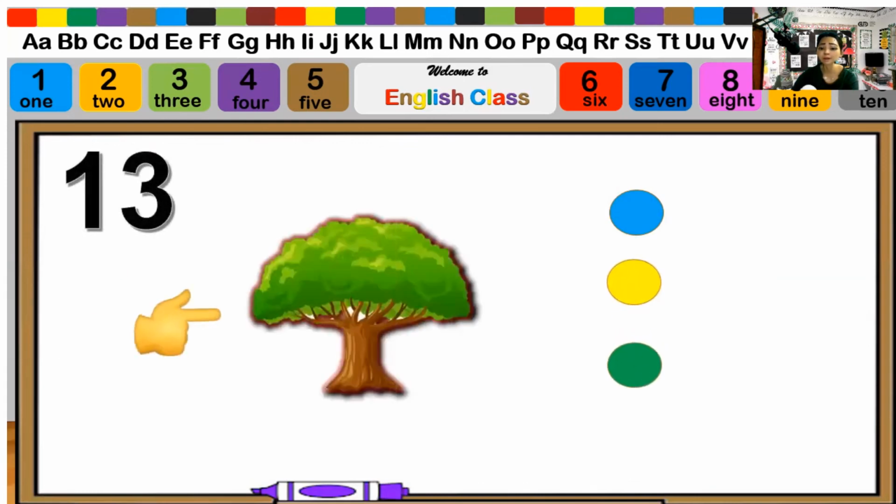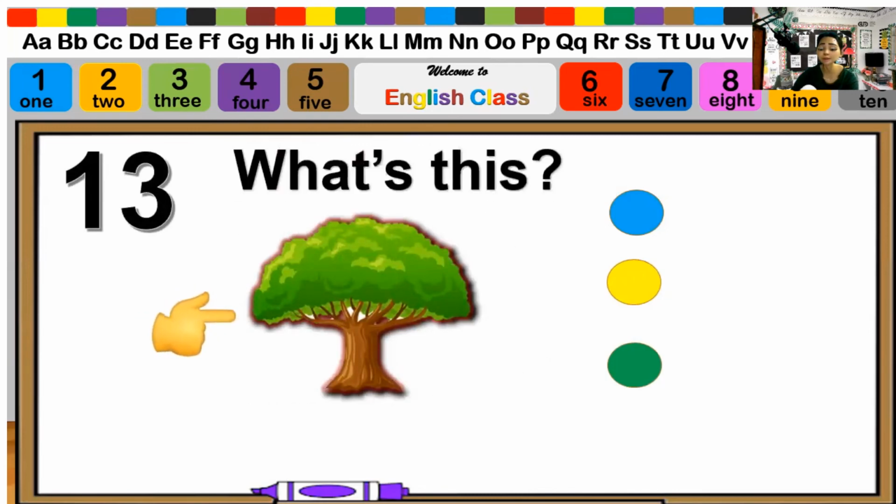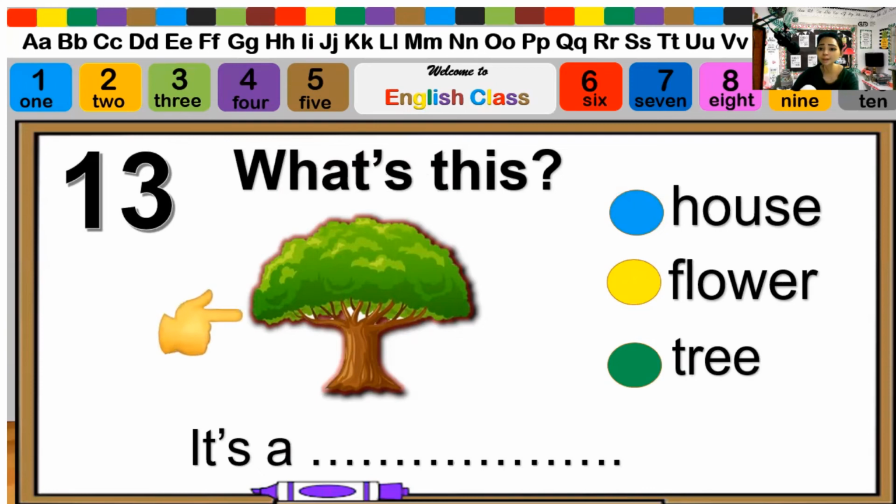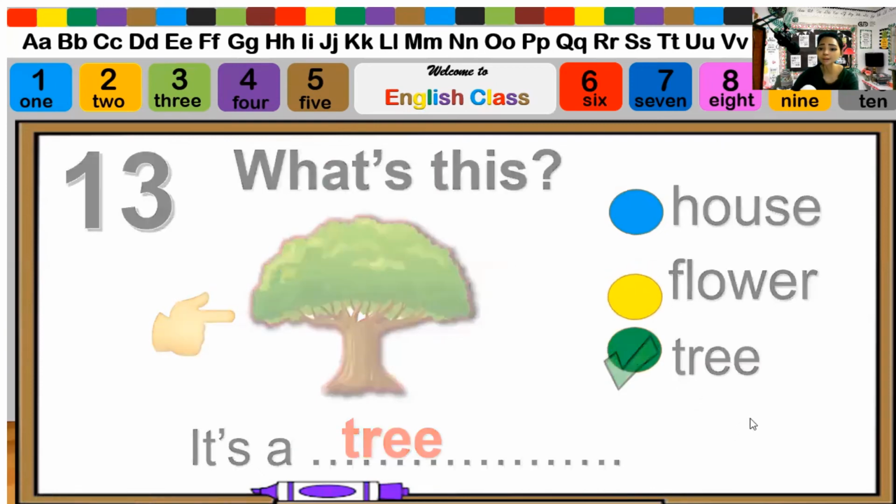All right, there you go. What's this? Okay, it's a house, flower, or tree. House, flower, or tree. What is your answer? All right, it's a tree. Good job.